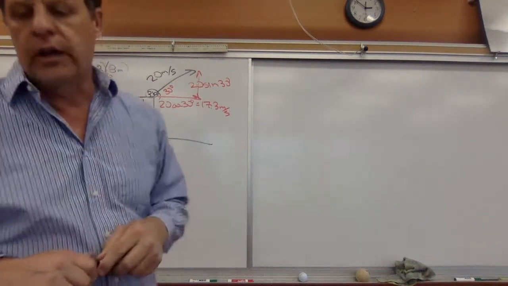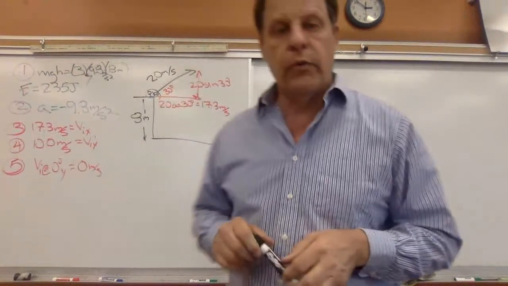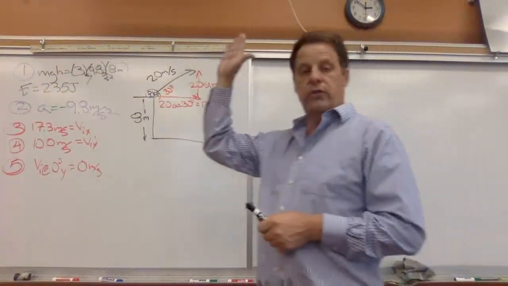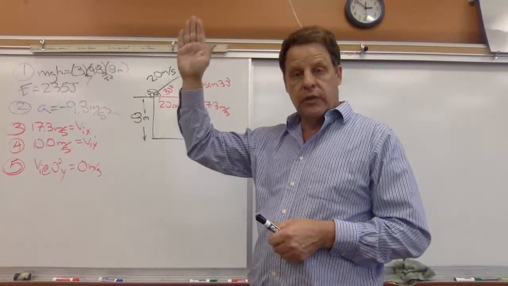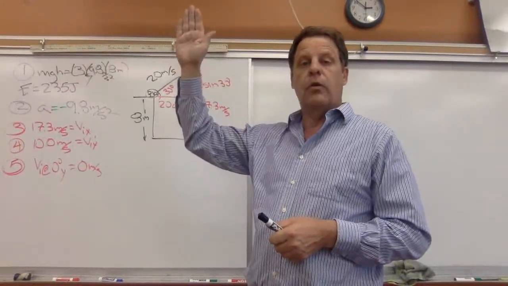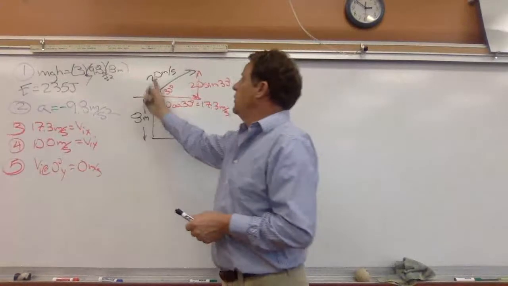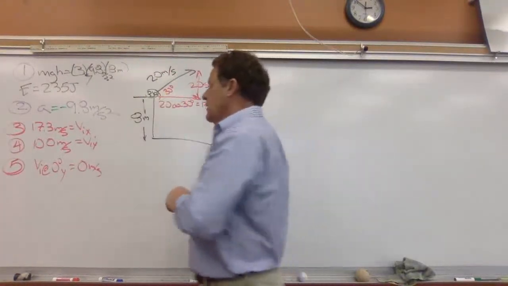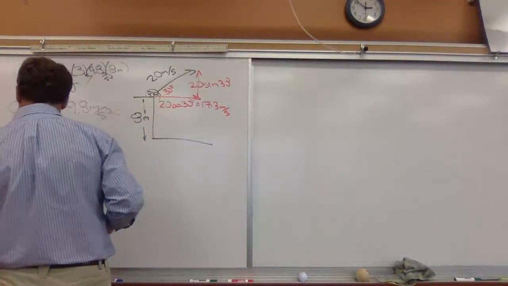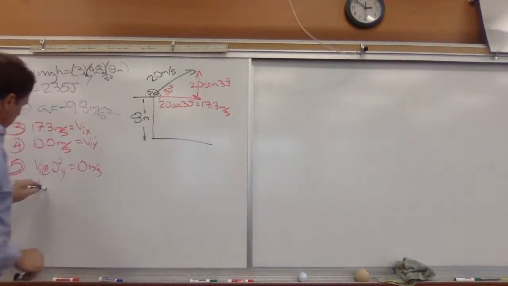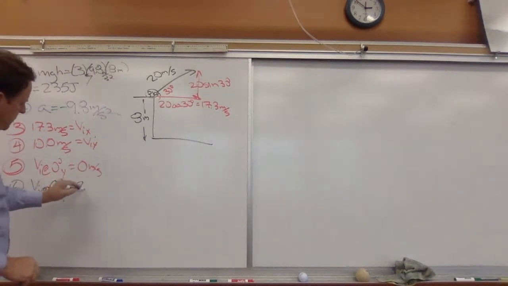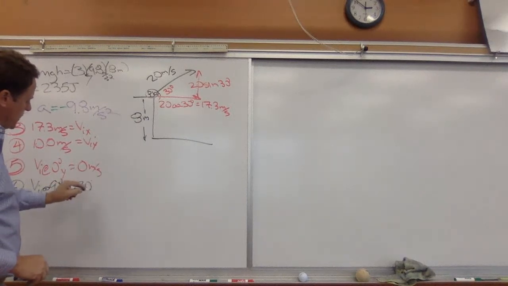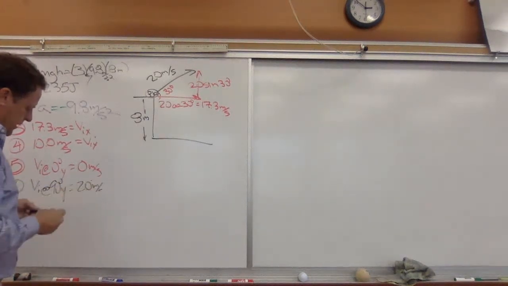And the next question, well, what if we were at 90? What if we were throwing it straight up? Well, if we were throwing it straight up, then the initial velocity in the y direction would be 20. So the initial velocity at 90 degrees in the y direction would just be all of our 20 meters per second.